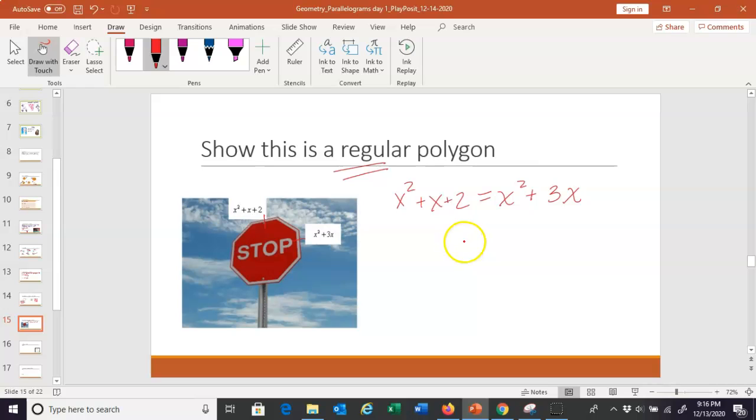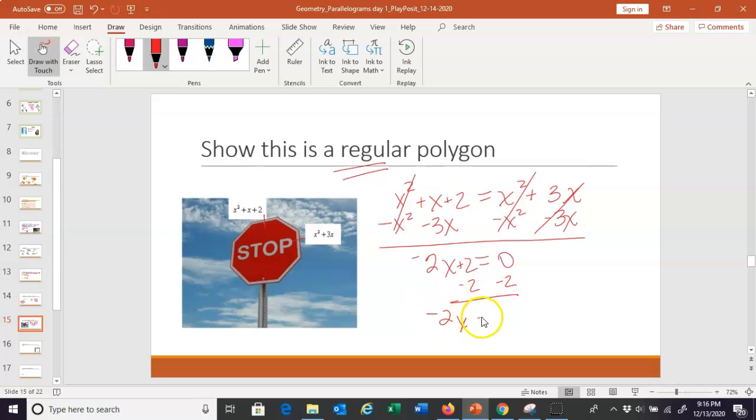We want to try to solve for x. So we're going to get all the x terms together. So let's move the x squared over with the x squared. And let's move the 3x over with the x. So these will go away also, and we'll have negative 2x plus 2 equals 0. Okay, now we're going to subtract 2 from both sides to get the x term by itself. Oh, you know what? This one does work. Okay, good. That's good. Divide by negative 2, and x equals 1.